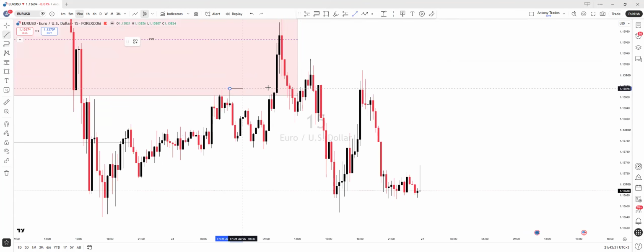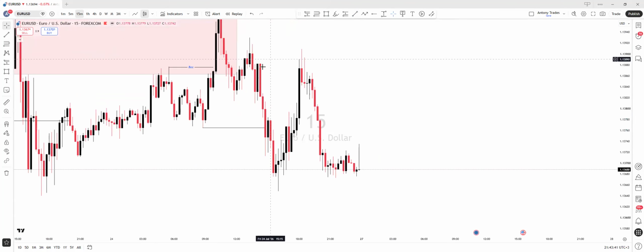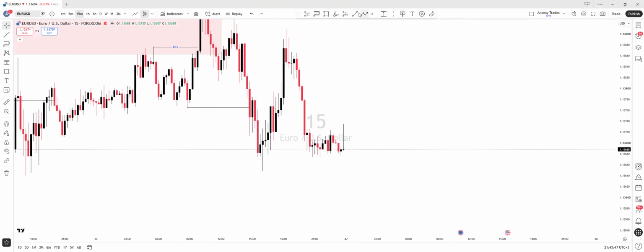We can see that this was our last bullish break of structure from the 15 minutes time frame, which later on gave us a change of character here. So we have that change of character. Market came, reacted from this flip zone around this area, and it's currently selling to the downside.